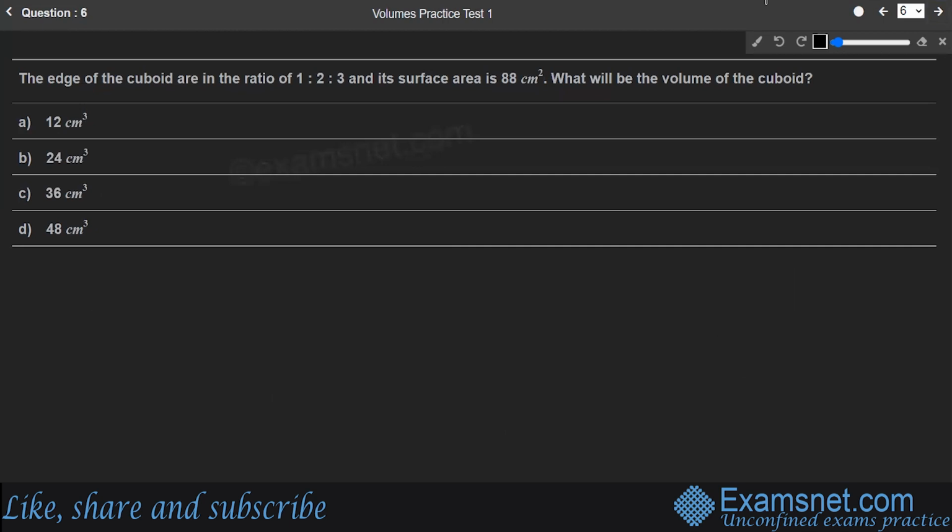Then he says the edges of the cuboid are in the ratio 1 is to 2 is to 3. Its surface area is 88 centimeters square. What will be the volume of the cuboid? So let us assume the sides first. He has said that edges are in the ratio 1 is to 2 is to 3. So let's say the length is x, the breadth is 2x, and the height is 3x. So these are the three dimensions that we have assumed, L, B, and H.